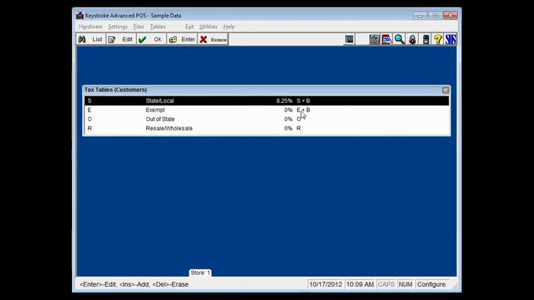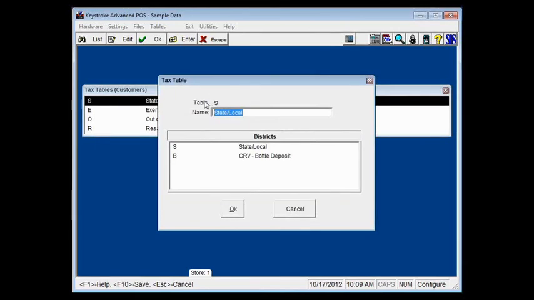The rest of these, you can see it's a 0% tax rate, so we're primarily going to be looking at state and local. So the table is S, the name is state and local, and we have two districts. We have our state and local sales tax, which is represented with the S, and then we have a B, which we've set up in Keystroke to be a bottle deposit, and a lot of states do require bottle deposits. So this is one way to set it up.